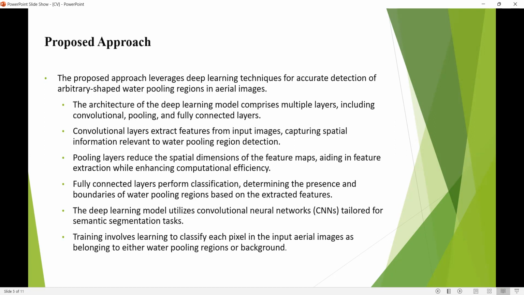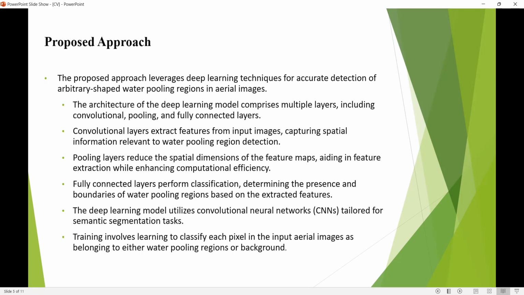The fully connected layer performs classification, determining the presence and boundaries of water pooling regions based on the extracted features. So in this fully connected layer, it will classify the images into water body regions and non-water body regions from the extracted features. So it helps to classify the images into two classes: water pooling regions and no water pooling regions.